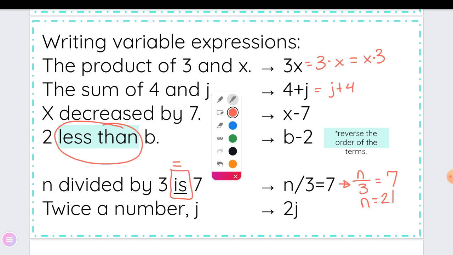So that is a problem we can solve because it is an equation. Why couldn't we solve the other ones? Because they're not equations. They're expressions. Yeah, we do not know the value of the variable, and we don't know what they together equal.